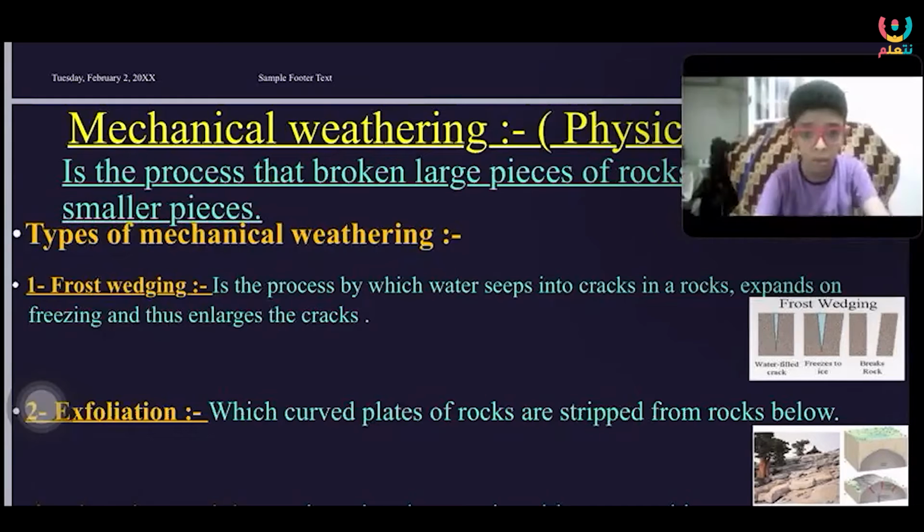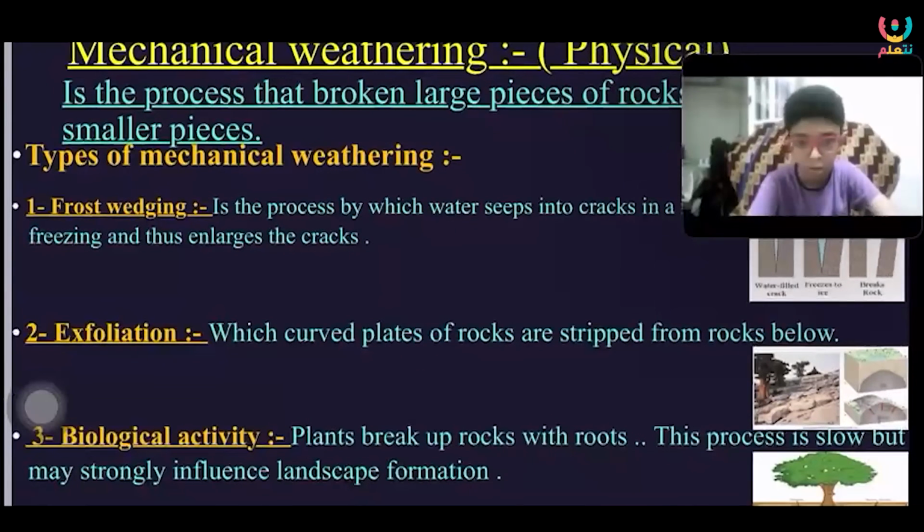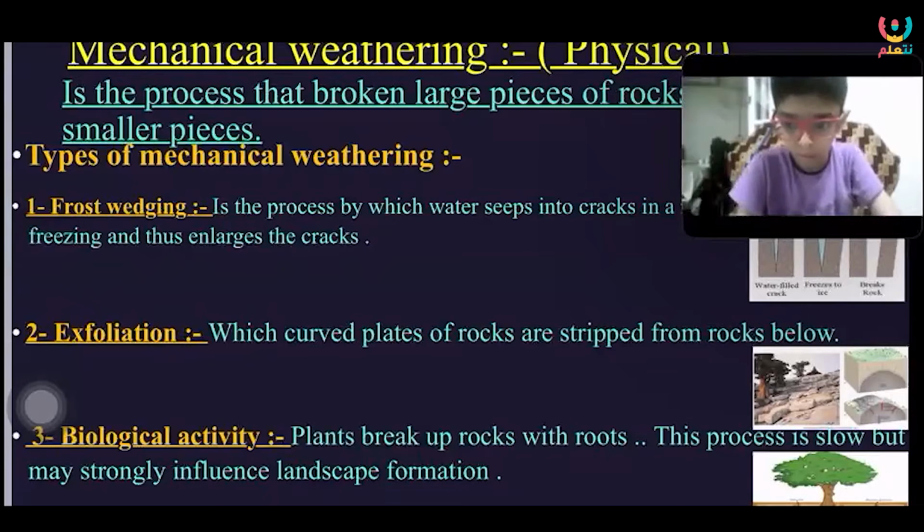We have three kinds. The first one is frost wedging, the second one is exfoliation, and the third one is biological activity. Frost wedging means water seeps into cracks, and this water freezes and expands. When it expands, it can damage the rocks, so the rocks convert from large particles into smaller particles.